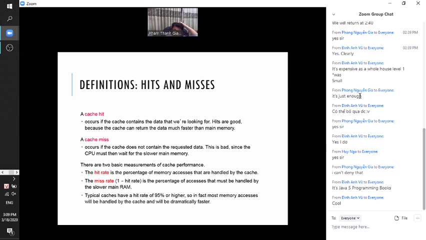We have two terms, hit and miss. A cache hit means that the cache contains the data we are looking for: if something we need is found in the cache, it is considered a hit. A hit is good, of course, because the cache can return the data much faster than memory. The other case is a cache miss, when the cache does not contain the required data. That is bad, because the CPU must wait for the slow main memory. It needs to read the information from memory and also store it in the cache, so it takes time.